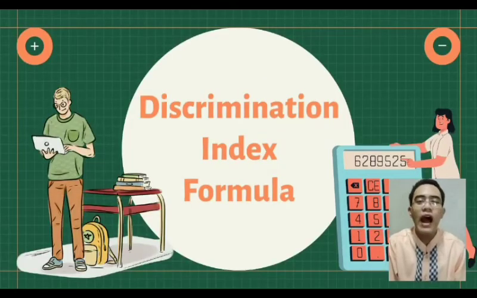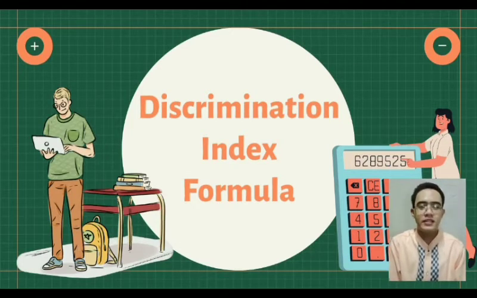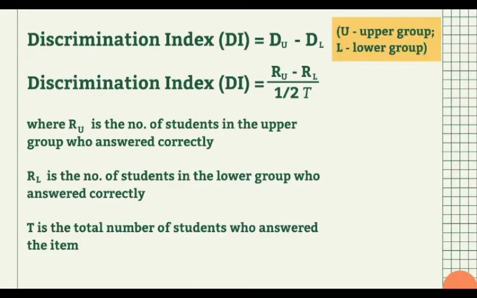Next, we have our discrimination index formula. Discrimination index is equal to du minus dl, and discrimination index is equal to Ru minus Rl over 1/2 times T, where Ru is the number of students in the upper group who answered correctly, Rl is the number of students in the lower group who answered correctly, and T is the total number of students who answered the item.